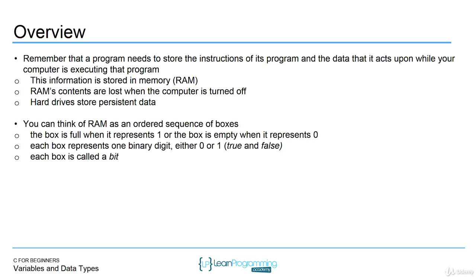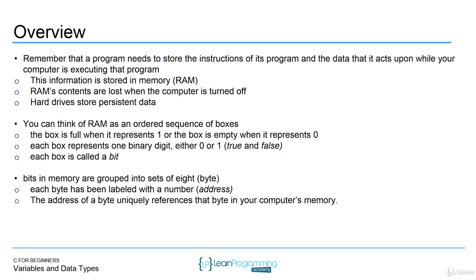They're zeros or ones, which represent true or false values. And each box is called a bit. So bits in memory are then grouped into sets of 8, which is a byte. So you've probably heard these terms, bit and byte. They're important when related to memory because they determine the size of the data. Each byte has been labeled with a number that represents an address. If you have data stored somewhere in hardware, you have to know how to access it. And just like a street address where you live, you need to know how to get access to that memory through some kind of label.